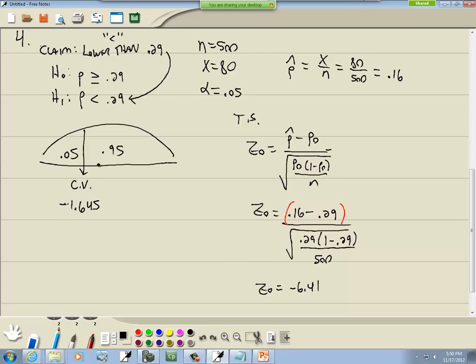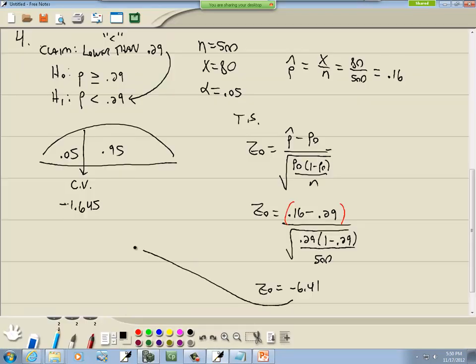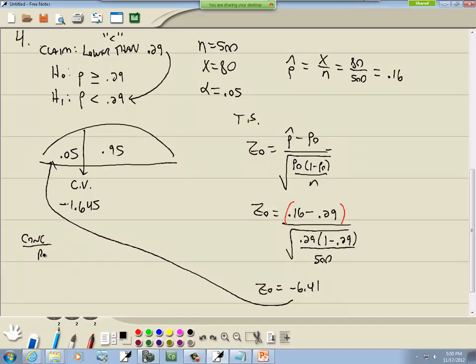Okay, so that's our test statistic. Here's the number line. Here's negative 1.645. Let me double check that actually. Okay, looks good. So negative 6.41 would fall over here somewhere. So our conclusion is we reject: the test statistic falls in the tail, so we reject H naught, which means we accept H1. They're opposites of each other. Our claim matches H1, so whatever we say about H1 is what we say about our claim. So we'll accept our claim.